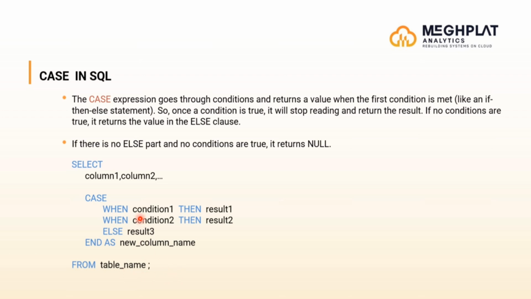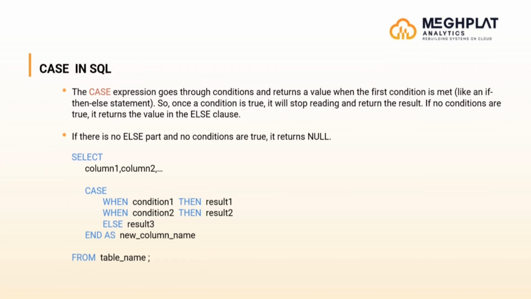So here column1, column2 are the columns you want to retrieve in the result. Then CASE begins the case statement. Then WHEN condition THEN result specifies a condition and the result if that condition is true. Then here comes ELSE result. It specifies the result if none of the conditions are true. Then END ends the case statement, and AS is used for a temporary name, as I said earlier.